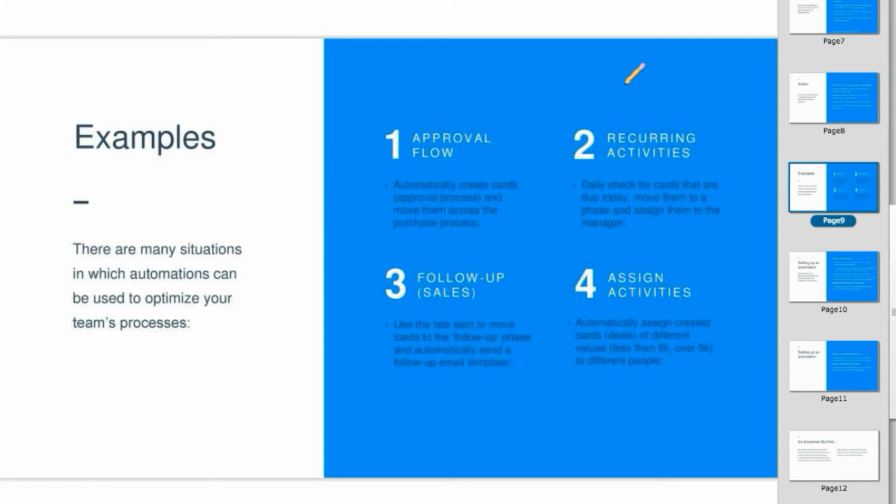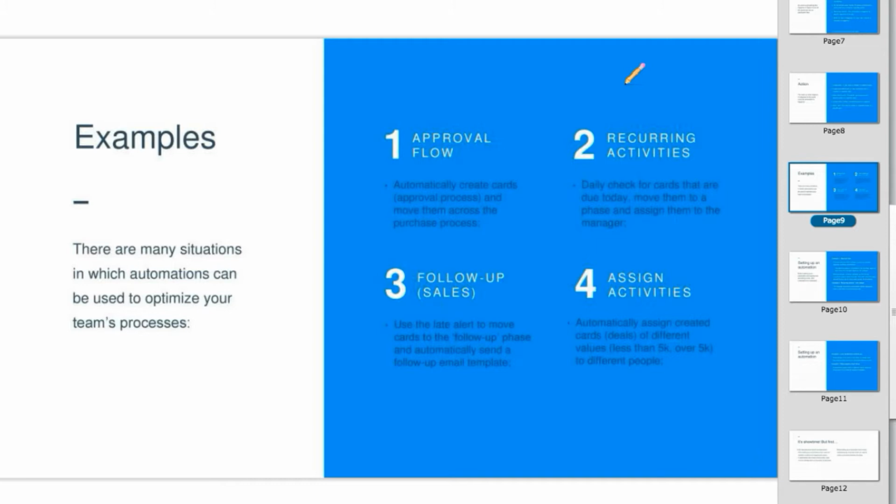Third example is sales follow-up. We're going to use the late alert to move cards to a specific phase called follow-up that has an automated email template set up. So if a customer doesn't respond within 3 days, let's say, it's going to automatically move the card to the follow-up phase and send them an automated email.